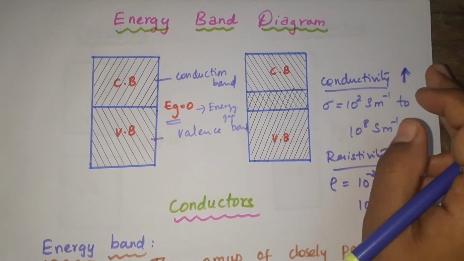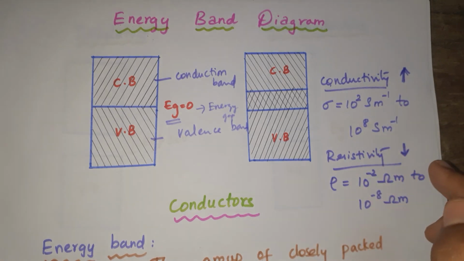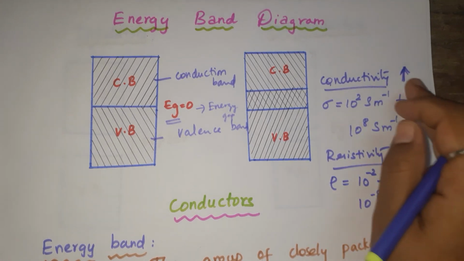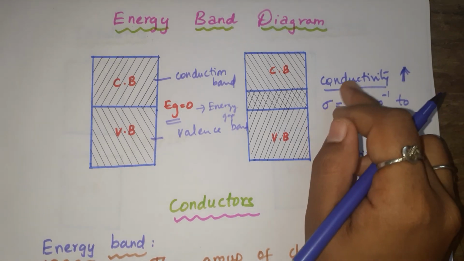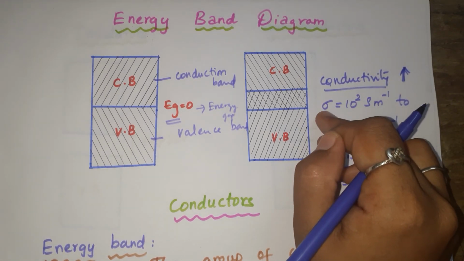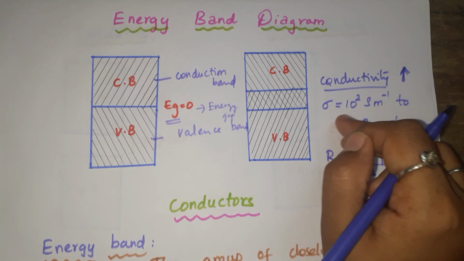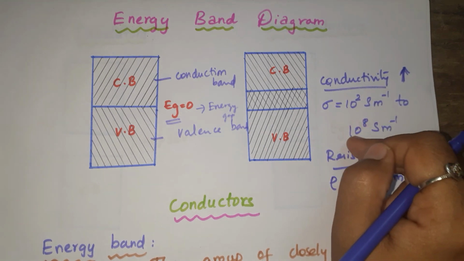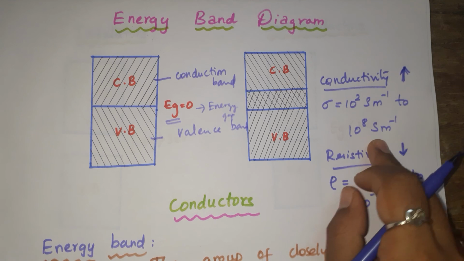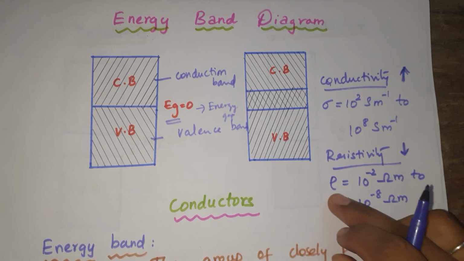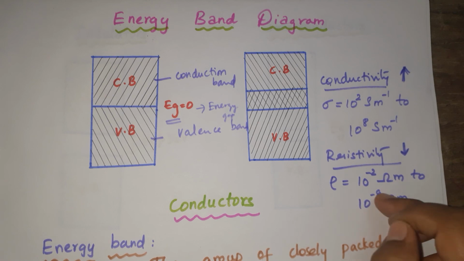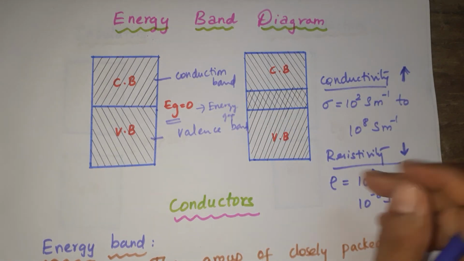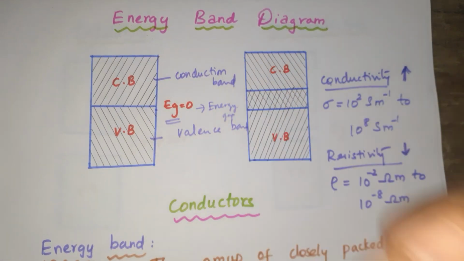So the conductivity is high and the resistivity is low, because both are inversely proportional to each other, right? See the value for conductivity: sigma can be taken as 10 power 2 Siemens per meter to 10 power 8 Siemens per meter. And for resistivity, rho is 10 power minus 2 ohm meter to 10 power minus 8 ohm meter. So these are all the points about conductors in the energy band diagram.